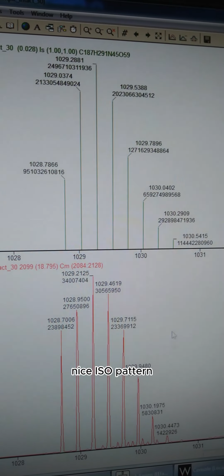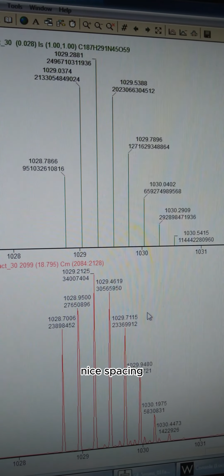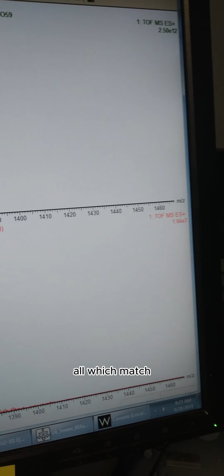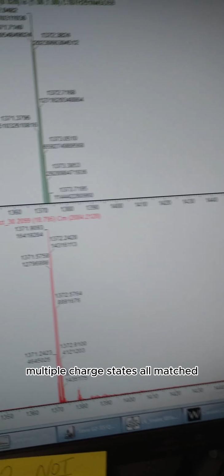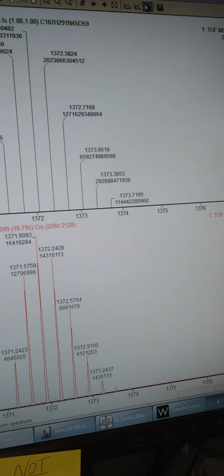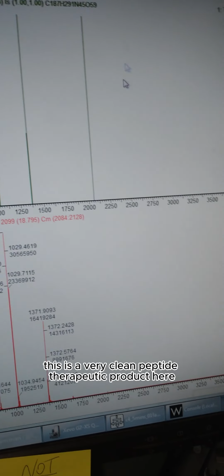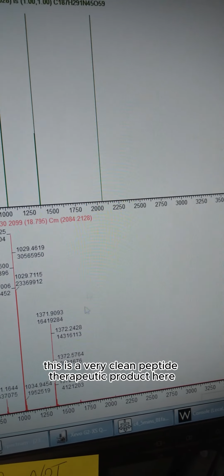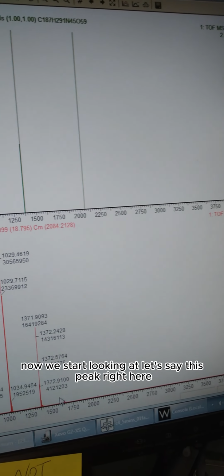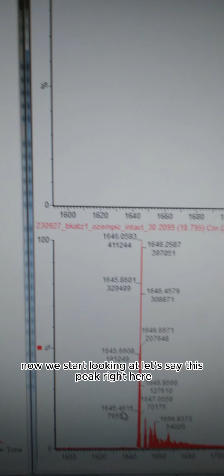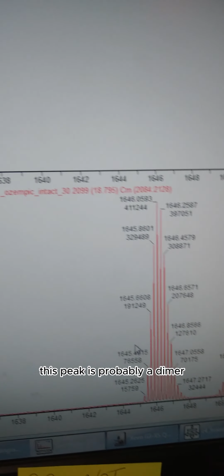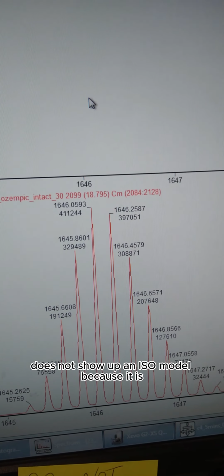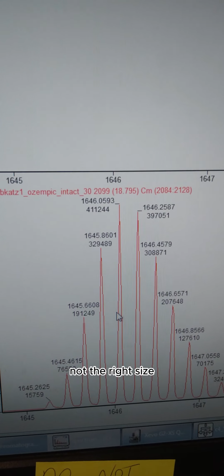Nice isotope pattern, nice spacing. It seems completely correct. You can see we're seeing multiple charge states, all of which match. Looks really good. This is a very clean peptide therapeutic product here. Now, if we start looking at this peak right here, this peak is probably a dimer, potentially mass spec induced. It does not show up in the isotope model because it is not the right size.